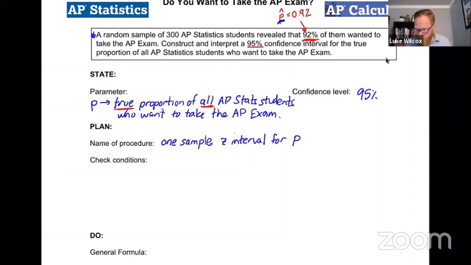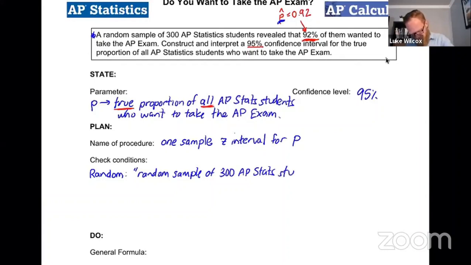So we are now ready to check our conditions, and there are 3 of them that we would like to check here, starting with the random condition here. And we want to check that we have, in fact, a random sample. And this is where I like to actually just steal the words right from the question here. And the question says that we have a "random sample of 300 AP Stats students." So you'll notice I'm putting these in quotes just to make it very clear that I have just stolen those words right from the stem of the question.